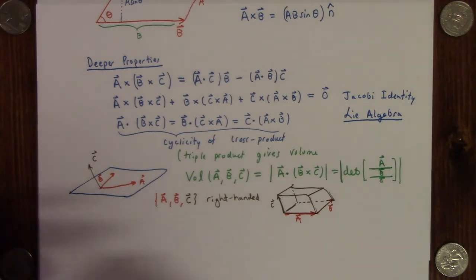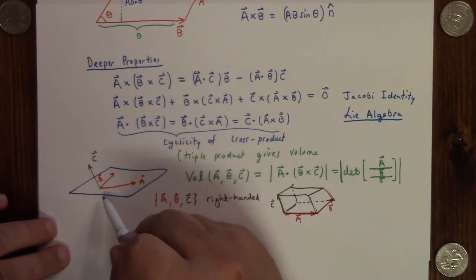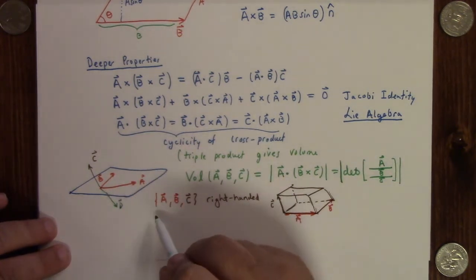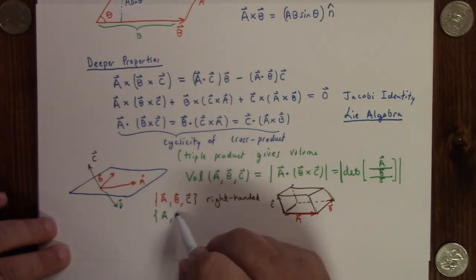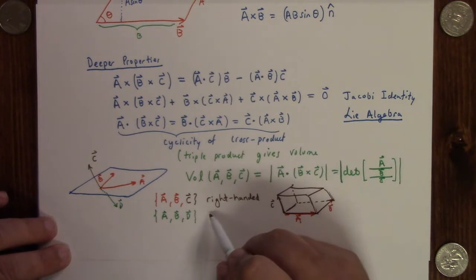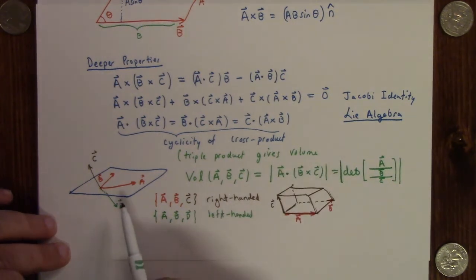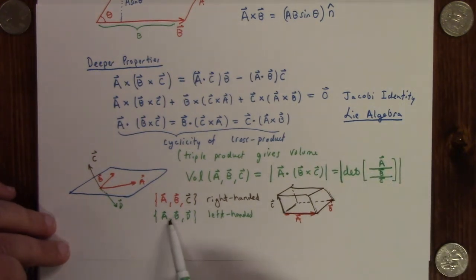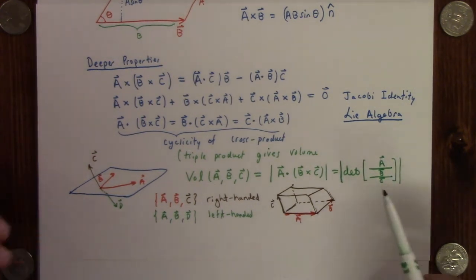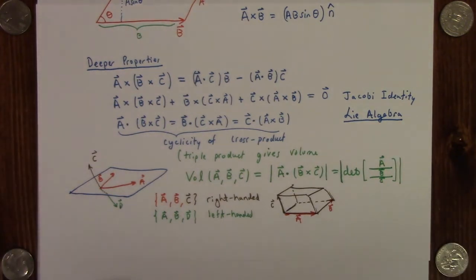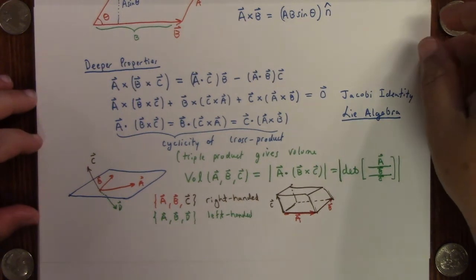On the other hand, if you had, let's say, D that was like this, I'll draw it dotted to indicate it's below, then the set A, B, D you could call left-handed, and that means that D is below the side of the plane where A cross B points. And in that case, if you were to calculate the determinant of A, B, D, you'd get minus the volume. So that's one of the significances of the determinant: it has to do with volume. Determinant is volume, volume is determinant. It's not a wrong slogan.